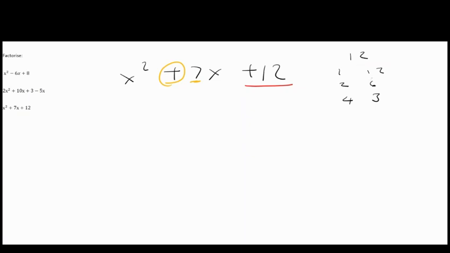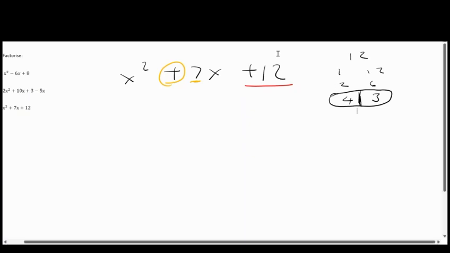2 plus 6, that's 8. 2 minus 6, that's negative 4. 6 minus 2, that's just 4. Won't work. But 4 plus 3, what does that give us? It gives us 7. So is this the proper one? Yes, it is. These are the terms that we should use.